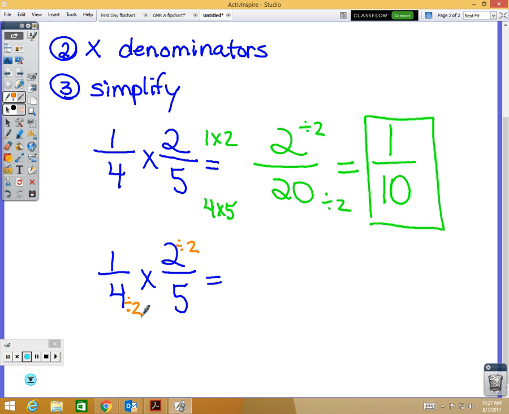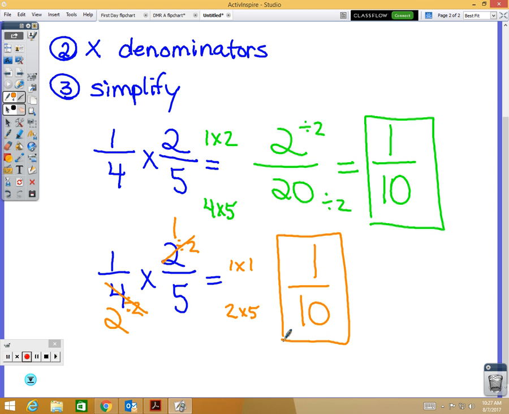When I do that, 2 divided by 2 is 1, and 4 divided by 2 is 2. So now I would go through the steps of multiplying straight across. On top I have 1 times 1, which is 1. And on bottom I have 2 times 5, which is 10. So there is that same answer. Basically, what you're doing is simplifying first before you multiply.